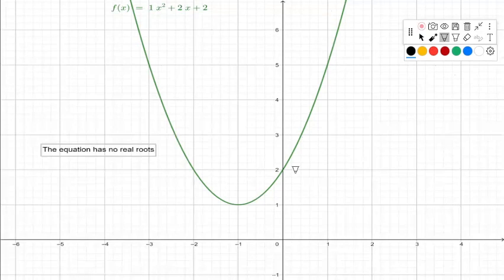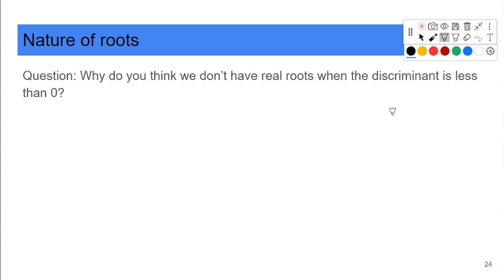Alright, let me just move on to the next slide. I think you all did this already. Okay, so not sure if you have done this part, but I'll just ask anyway. The question here is, why do you think that we don't have real roots when the discriminant is less than 0?